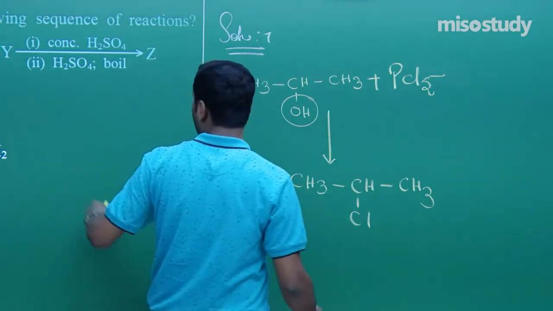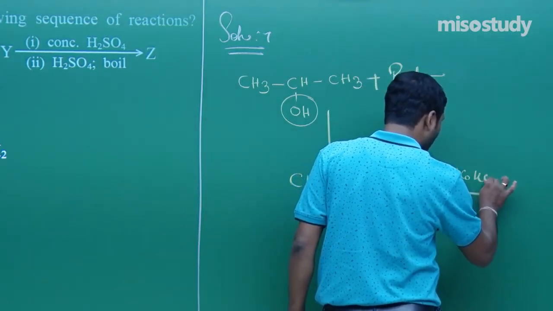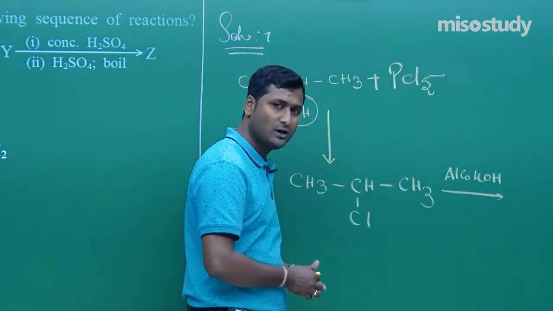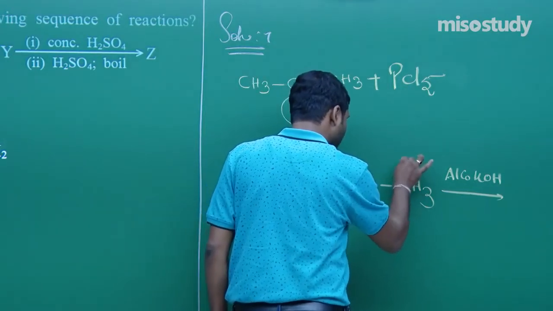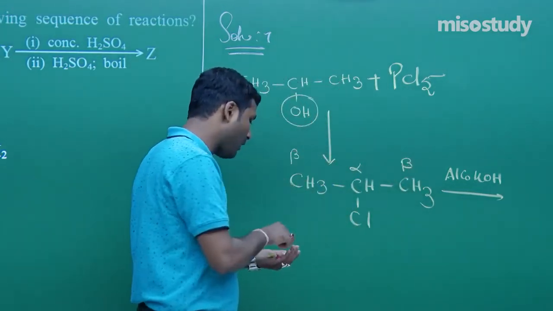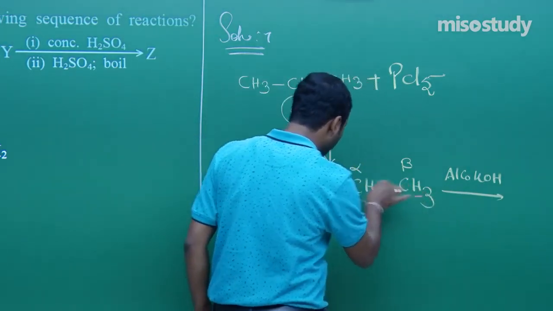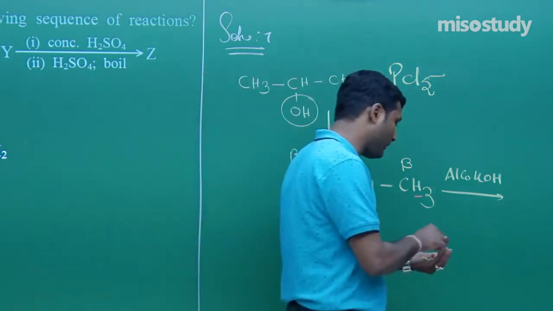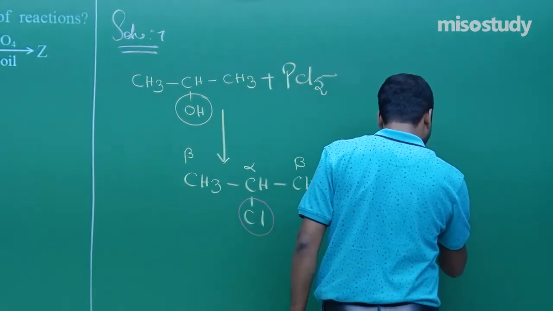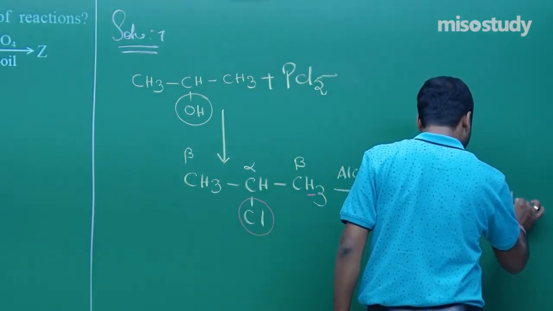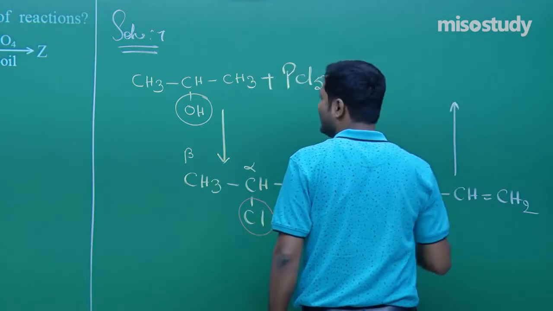Now, this on treatment with alcoholic KOH. What will happen if we use alcoholic KOH? In presence of alcoholic KOH, elimination reaction takes place. This one is alpha position, this one is beta position. Now what will happen? Chlorine from here and hydrogen from here or here. It gives you the product CH3 CH double bond CH2, clear? That is the alkene.